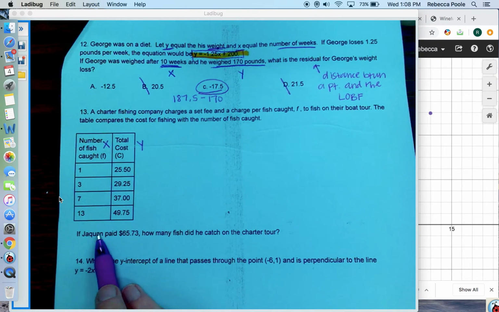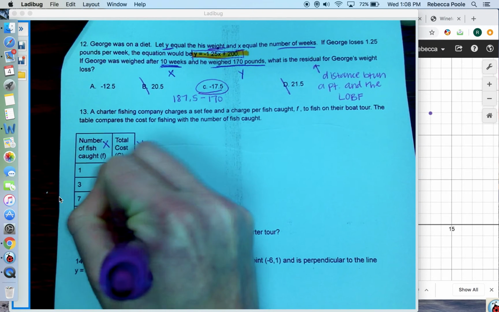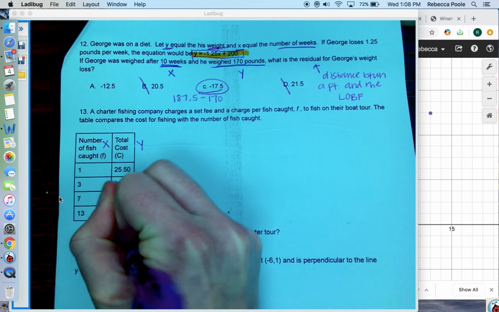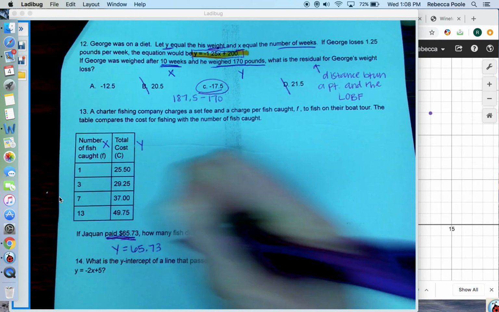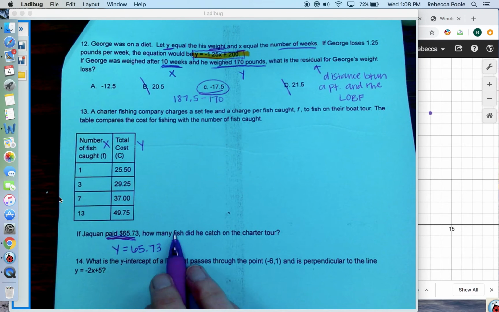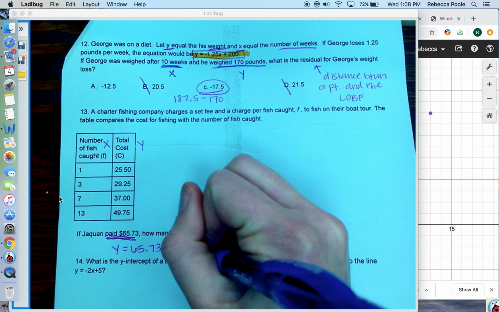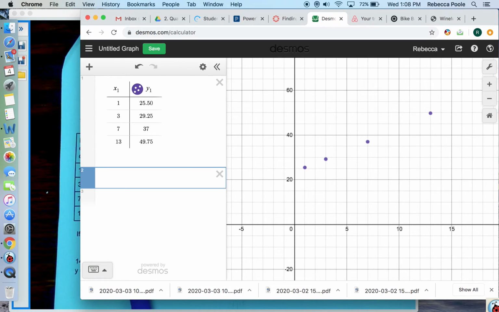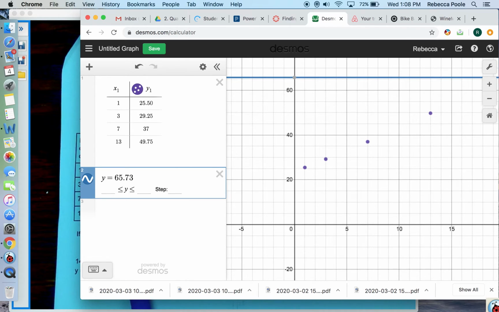It says if Jaquan paid $65.73, how many fish did he catch? So they gave us how much he paid, which means they gave us the cost. So they're telling us that Y equals 65.73. And they're asking us how many fish. So what we're trying to find is the X that goes with this point. Okay? So in Desmos, I'm going to go type in a new box, y equals 65.73.